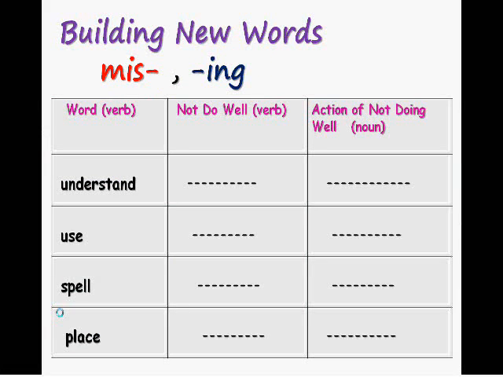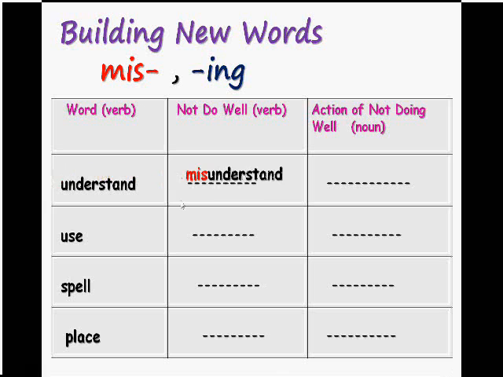Now we also build some other new words, using, of course, miss and the ing. So what do we mean by miss? It means not do well, okay? Error or mistake, remember? And the ing means the action, in this case, of course, the action of not doing well, which is a noun here. So we have the root, which is a verb, understand, and not do well as a verb is going to be misunderstand. You misunderstand something, okay? You don't understand it the correct way.